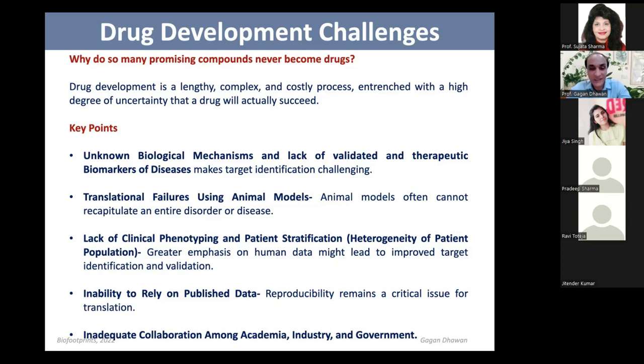और सबसे खतरनाक जिसे मैं मानता हूँ inadequate collaboration among academia, industry and government. हम collaboration से बहुत डरते हैं. I don't know the reason why. करते हैं बट डरते हैं. So collaboration is very very important whenever you want to do good research.